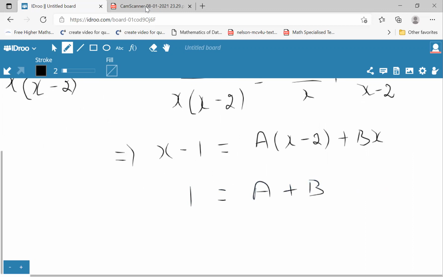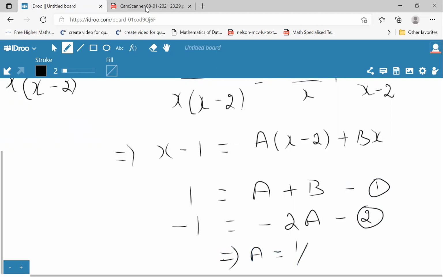Next, coming to the constant term, on the left hand side, you have the constant term as minus 1, and here we have minus 2a. B doesn't have a constant term, so you can just leave this. Let us have this as the first equation and this as the second equation. Now from the second equation, we get a is equal to 1 by 2. Therefore, b is also equal to 1 by 2, because a plus b is 1. So if a is equal to half, then b is also half.